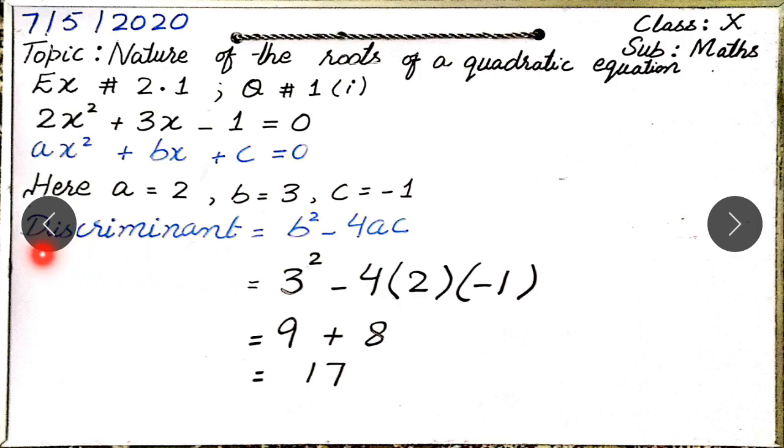So we have to find the discriminant. Discriminant, as we know, is b square minus 4ac. We have put the value of b, 3 square, 4 is written as it is. The value of a is 2 and the value of c is -1. By calculation, we got the discriminant as 17. We are just supposed to do till here. And all the parts of question number 1 are similar to that, so you can do them yourself.